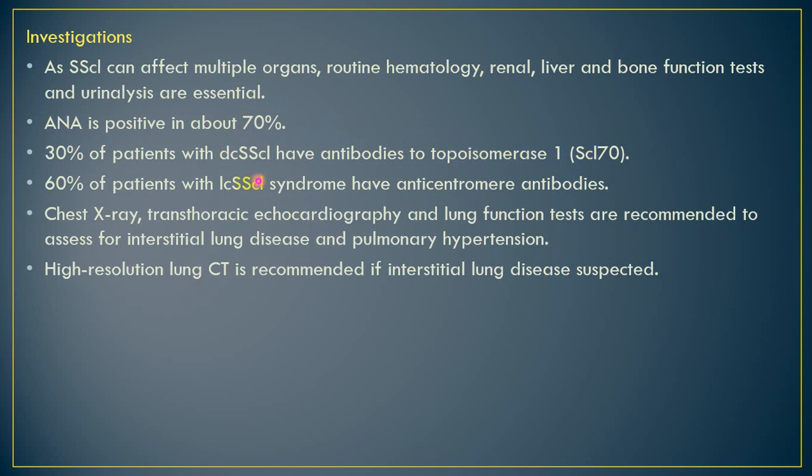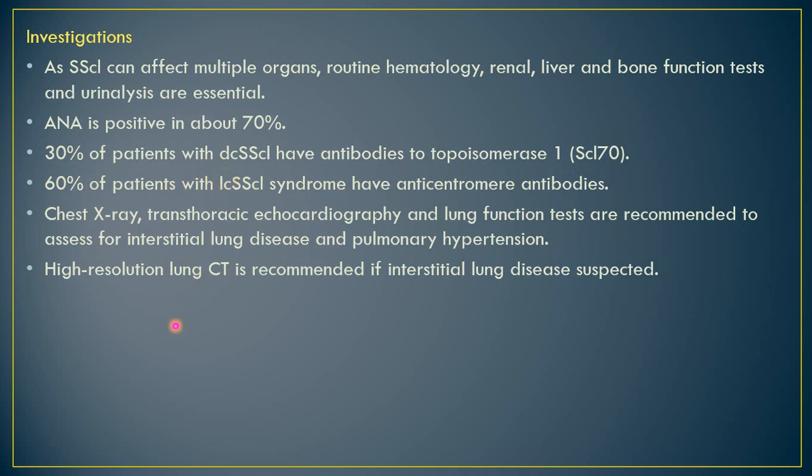What is specific is another antibody. We call it topoisomerase 1 or SCL70, which occurs in 30% of patients with diffuse type. This is specific for diffuse systemic sclerosis, but you see it has very low sensitivity. So a negative test does not exclude the disease. Another antibody which is specific for limited type is anti-centromere antibody, which has a sensitivity of 60%, better than topoisomerase, and is highly specific for limited type.